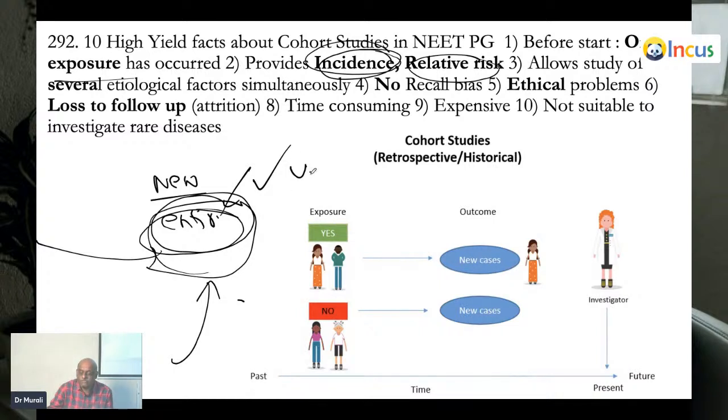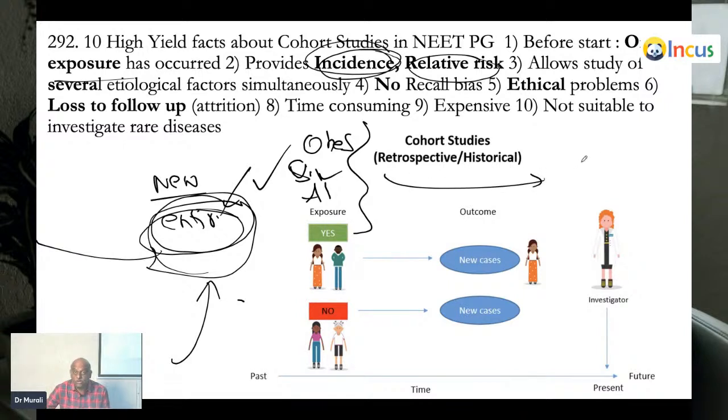Their chance of smoking, alcohol, obesity, etc. Simultaneously you can study them in causing the cancer. There is no recall bias because it's a prospective study. But there are ethical problems.